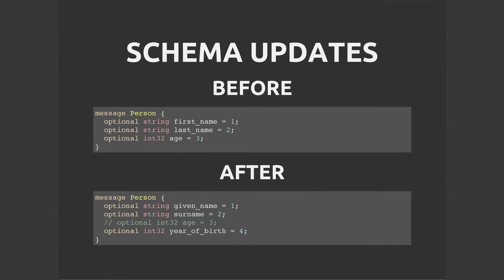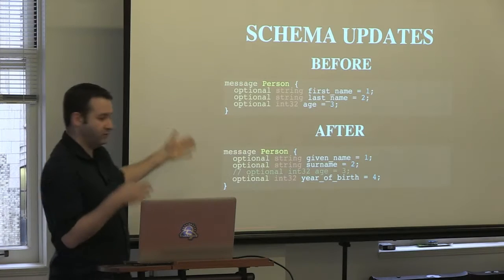So here's an example of what you can do, right? So you have a person. This is the before we started evolving it. And then this is what it can be after, as you grow.